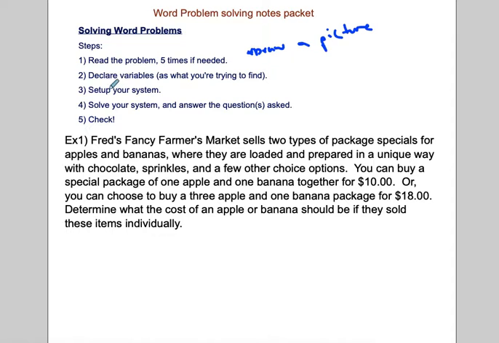Step 3, set up your system. Step 4, solve your system. And then go back and answer whatever questions were asked. So just because you get an answer that X equals whatever, make sure that you go and help the person out that you're, whoever Fred is, help them out, man. And then of course you should always check. Make sure that your answer makes sense. If you get that the cost of an apple is negative $1.50, that doesn't make any sense, right? It's actually losing sense. So make sure that your answer checks out.